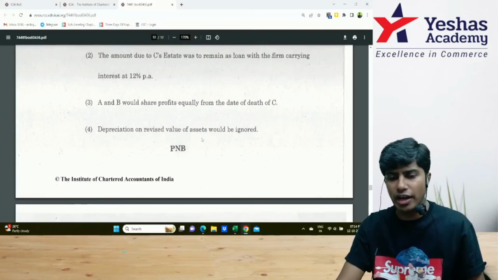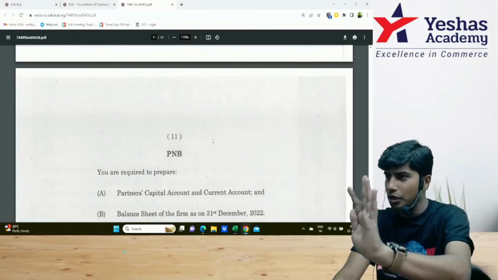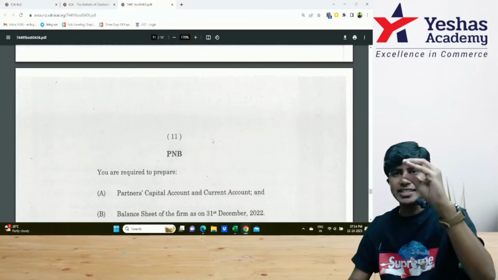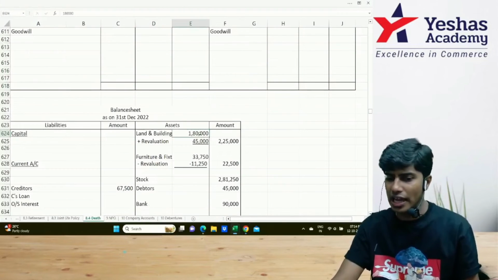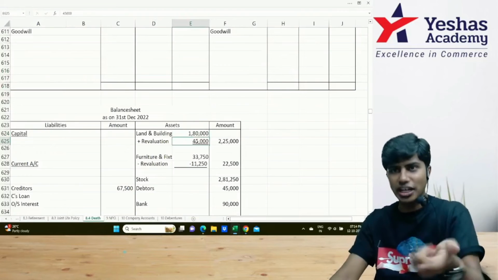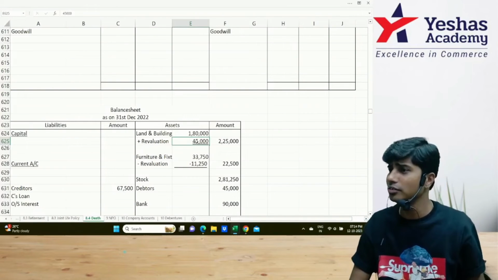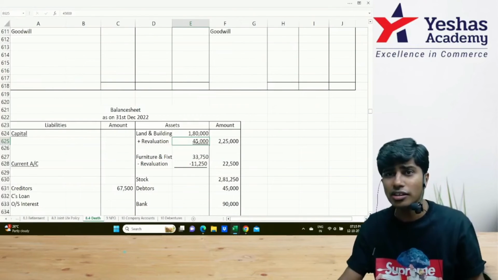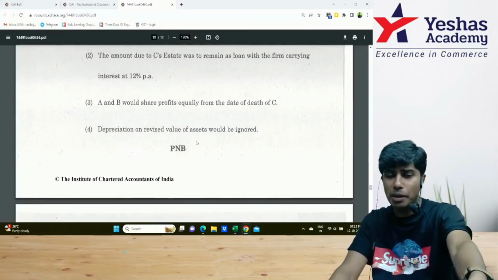Depreciation on revised value of assets would be ignored. We change the value of the asset. You don't have to again compute depreciation on the excess. Let's say the asset, land and building, was 1,80,000. You would have charged depreciation on 1,80,000. Now you added 45,000; you should charge depreciation on that. They're telling us to ignore it. You would have ignored it anyway, but they mentioned it again, to fill the paper.